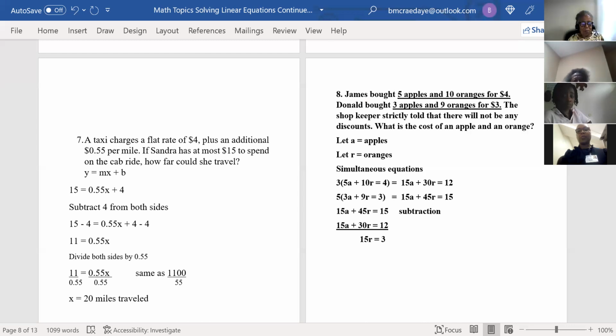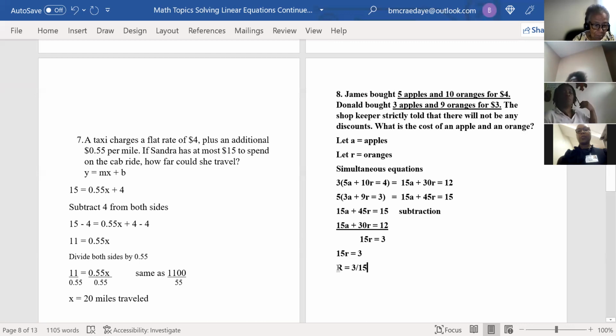All right. Now, how about I solve for R? No, you're dividing by 15. 15R equals 3, right? So if you divide by 15, R is going to be 3 over 15. Well, that's not all your answer, because you have to find both fruit costs. So that's 3 over 15.